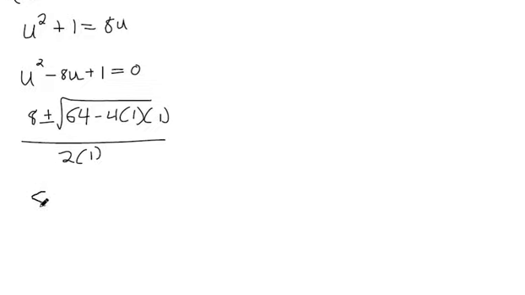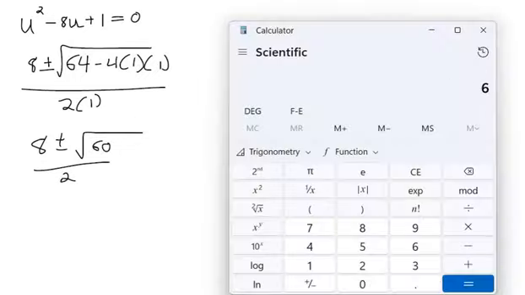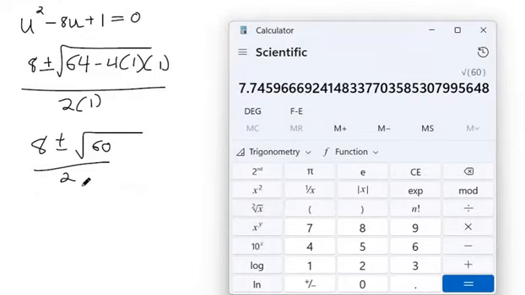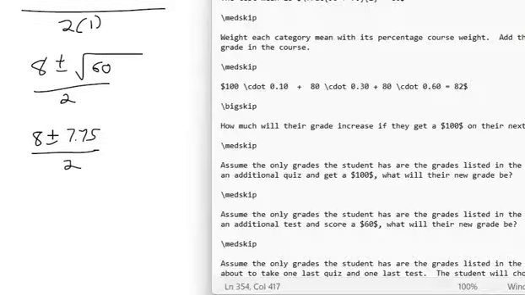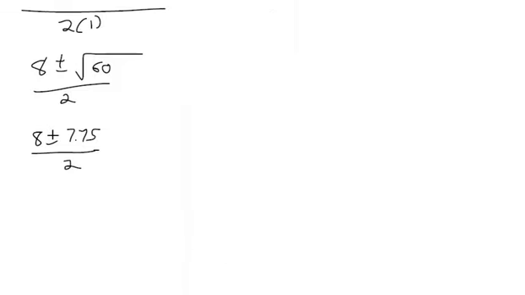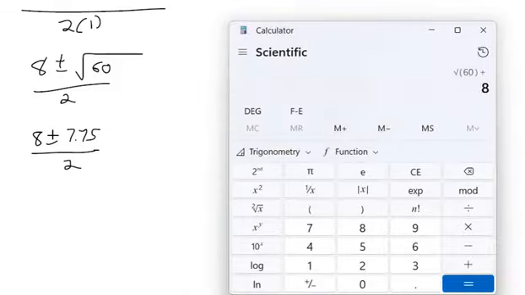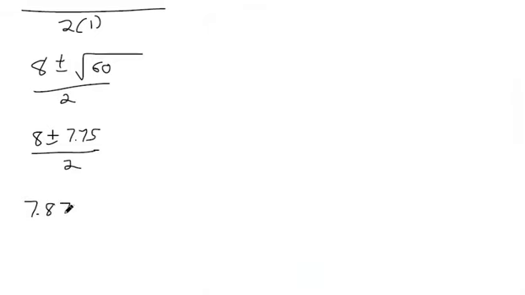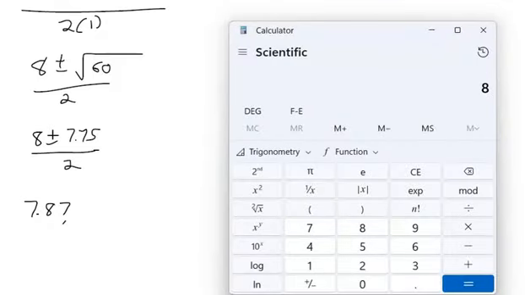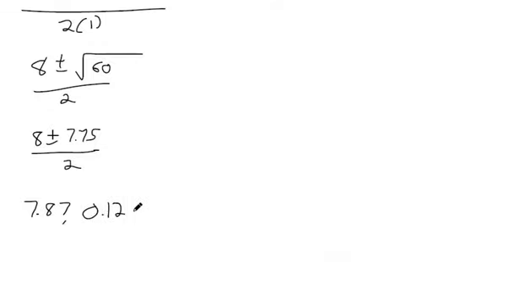So if we simplify that, the square root is going to have a 60 on the inside, and then you can just simplify the square root of 60 with a calculator and use a decimal approximation, 7.75 roughly. So we solve it once for plus, once for minus. So one answer I got is 7.87 roughly. Then we'll do it once for minus. So 8 minus 7.75 divided by 2. That's 0.25, 0.125 for the other answer.